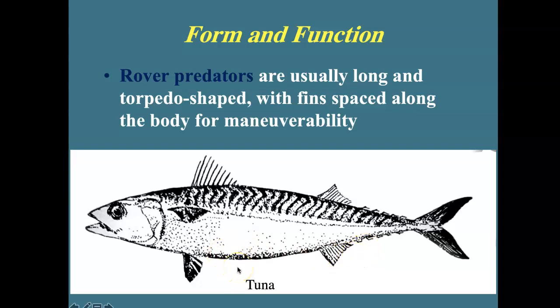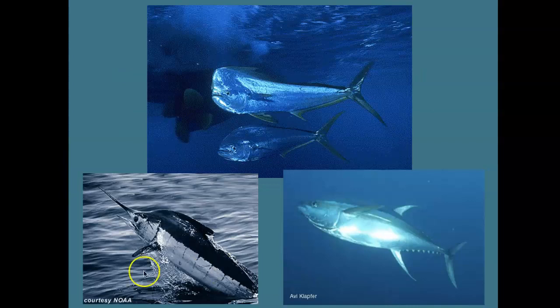And again, those paired pelvic fins and anal fin are spaced out. So that's more typical of what you're going to see in your rover predators that are actively going after their prey. So you can see that in these fish here. And this is actually a tuna. So your tuna fish are actually in the mackerel family, as you can see here, because they have those finlets in between the dorsal and the anal fin and the caudal fin here.